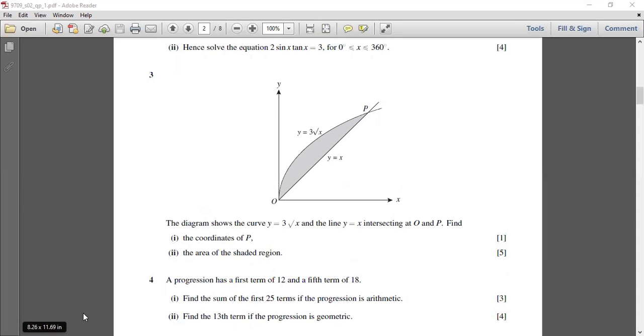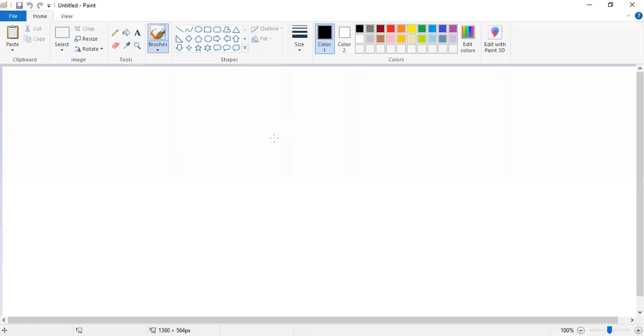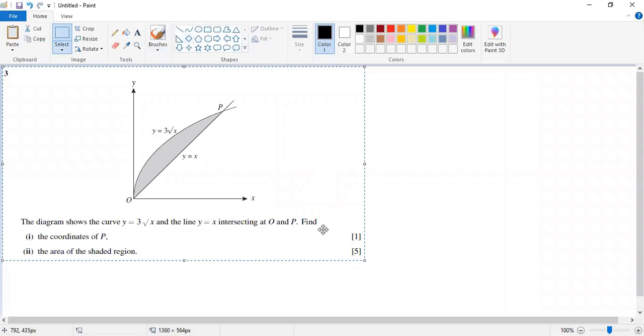Okay, two things are there: the coordinates of P and the area of the shaded region. What I'm going to do is cut this across into an empty whiteboard. So I have a whiteboard ready here. It's just Paint, actually. It's not really a real whiteboard. It's just a theoretical one, I guess.